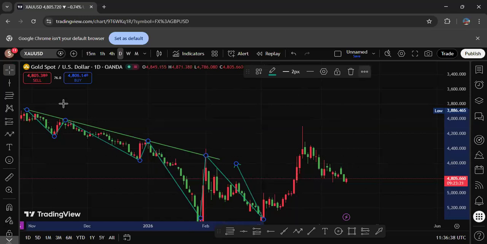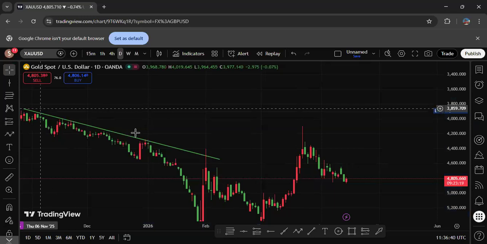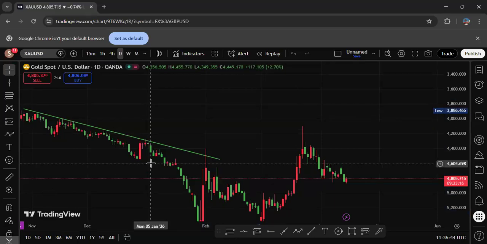You can see the trend line is telling us that each time we come to this trend line, it keeps bouncing. That's just an example of a downtrend. I believe we all understand.